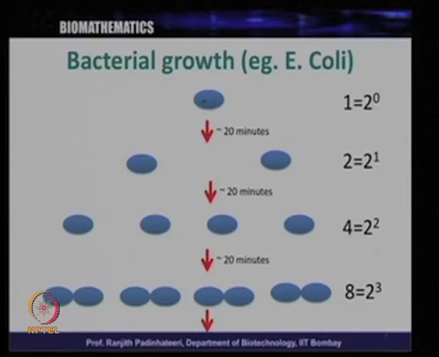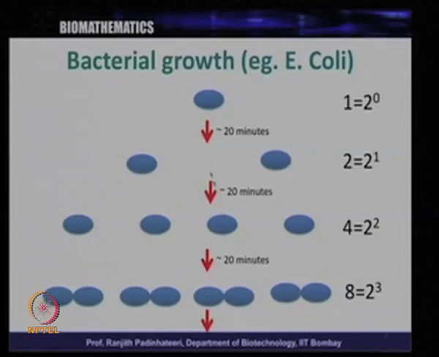So, to begin with, let us say you have one E. coli, and in about 20 minutes the E. coli will divide into two. So, you will have two E. coli. So, this is the first generation. 20 minutes is over, so it is 2 power 1. The number of bacteria is 2 power 1, which is 2.